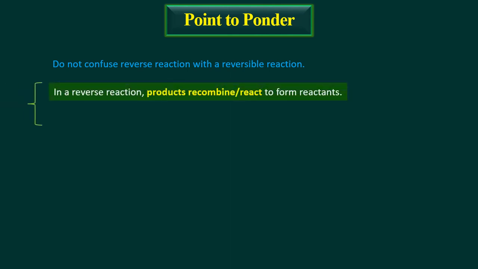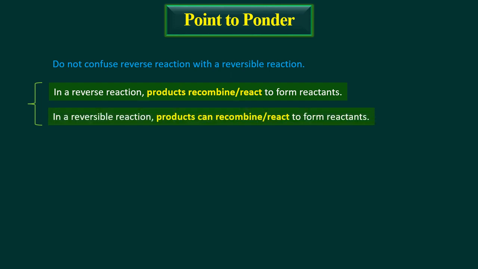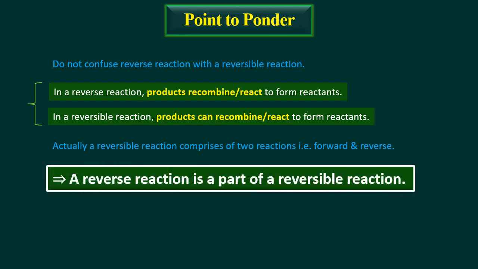Point to ponder. Do not confuse reverse reaction with a reversible reaction. In a reverse reaction, products recombine or react to form reactants, whereas in a reversible reaction, products can recombine or they can react to form reactants. Actually, a reversible reaction comprises of 2 reactions, forward and reverse. This implies that a reverse reaction is a part of a reversible reaction.